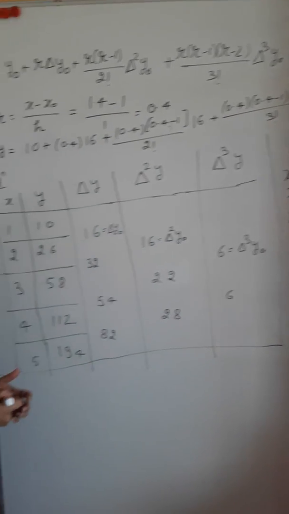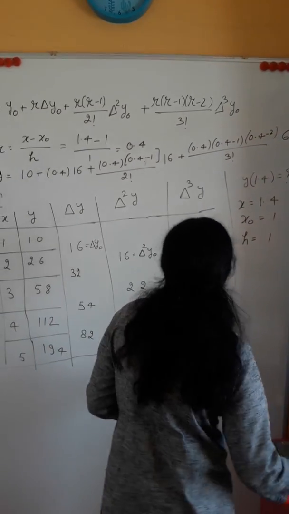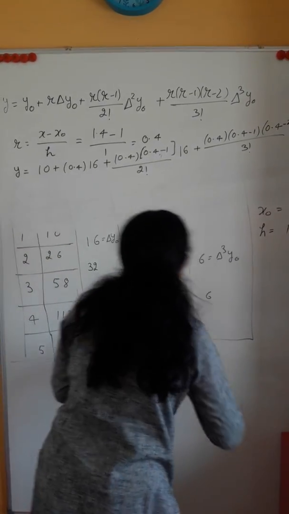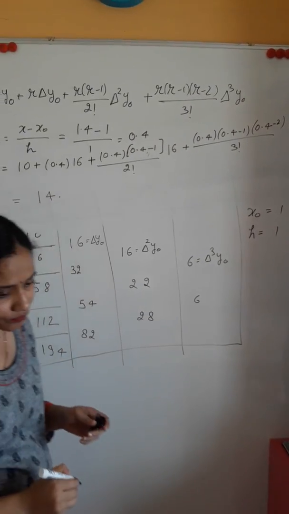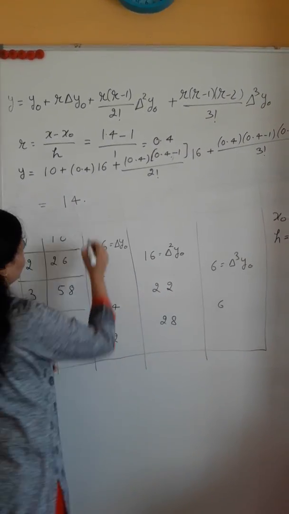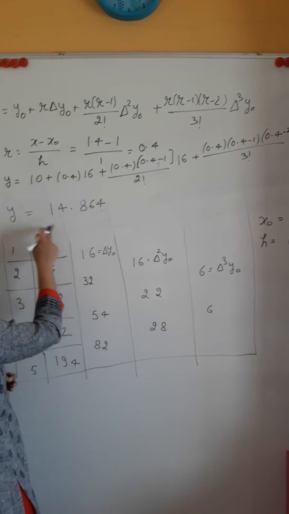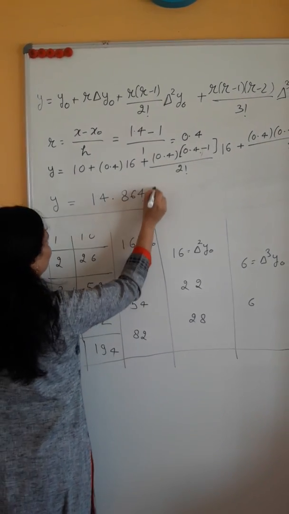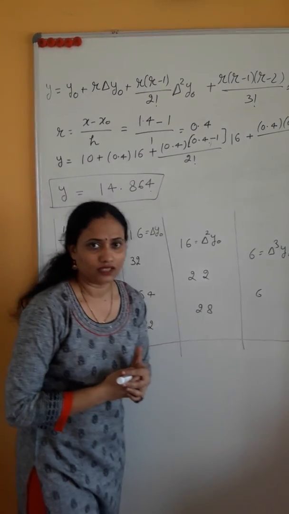If we simplify, you can simplify this and you will see the value is 14 point. I am writing the final answer, which you should solve and verify. If we simplify all these values, the answer is 14.864. So this is the value of y at x equal to 1.4. That is how we apply Newton's forward interpolation formula and how we find the value of r. I hope that is clear.